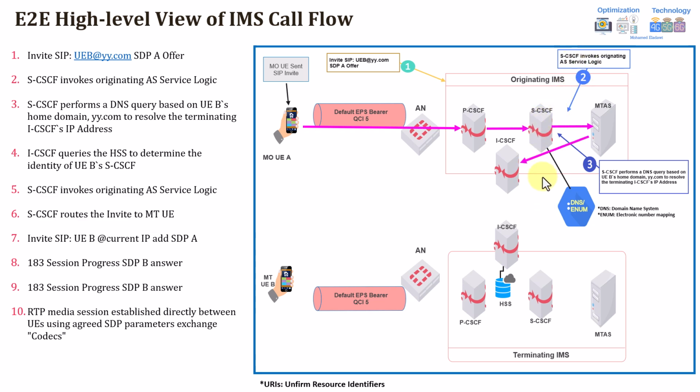Then, once the SCSCF gets the IP addresses, it will forward the same INVITE to the ICSCF, the interrogating CSCF for the terminating network, asking it to start finding the serving SCSCF for the terminating user. If you remember one of the functions we mentioned in the previous session, the interrogating CSCF works whenever there is an incoming call, especially from two different networks. It works as the first point of contact in case of an incoming call.